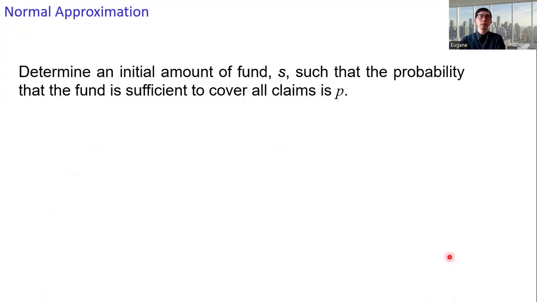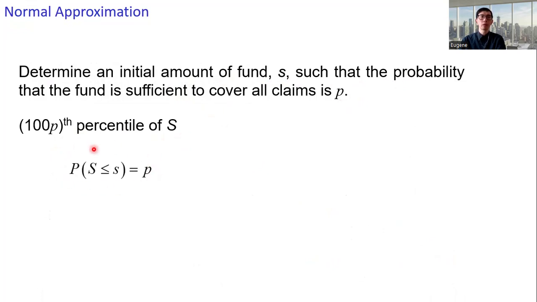We are interested in determining an initial amount of fund, say s, such that the probability that the fund is sufficient to cover all claims is p. That is, we want to get the 100 times p percentile of S. The corresponding expression is the probability that the random variable S is less than or equal to the value s equals p, where p is the probability.